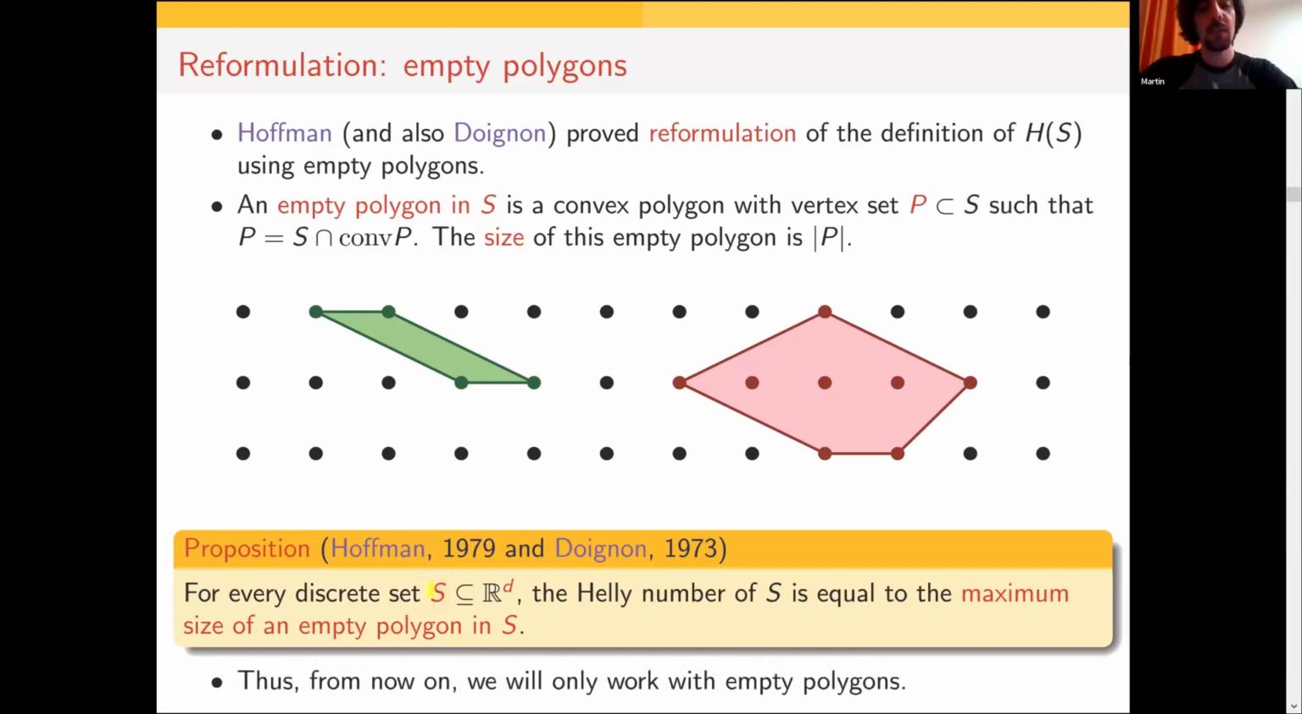So from now on, whenever I talk about Helly numbers, I will essentially talk about the maximum size of empty polygons in my sets S, which is good news for me because I'm typically used to working with these holes or empty polygons, but I'm not so much used to working with Helly's theorem or Helly statements. But in this case, it seems to be the same.